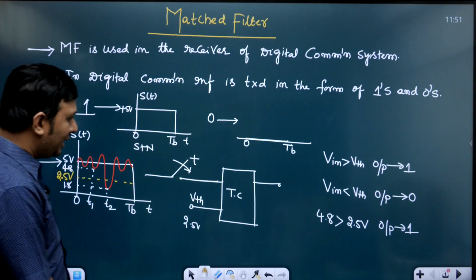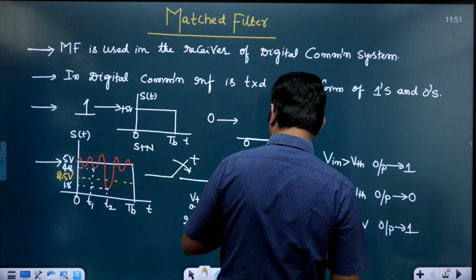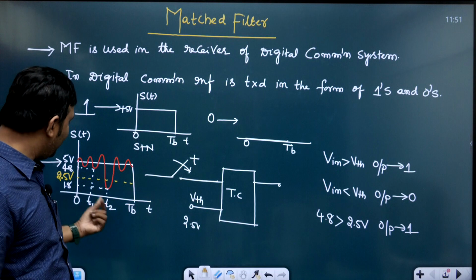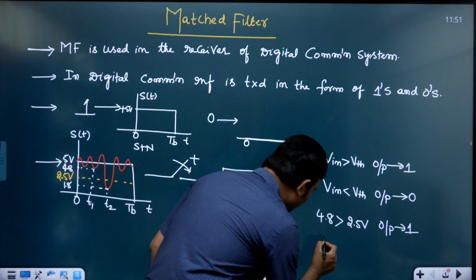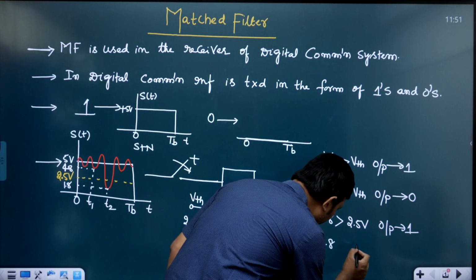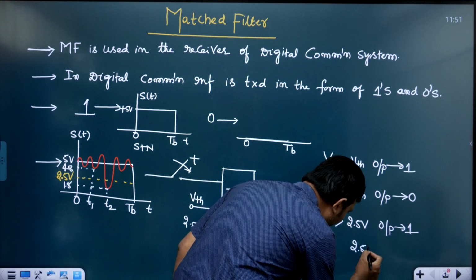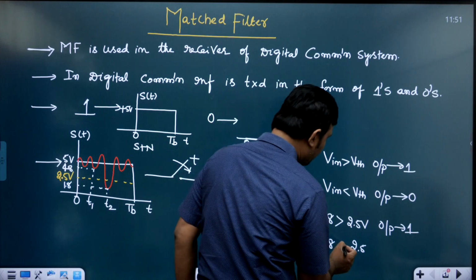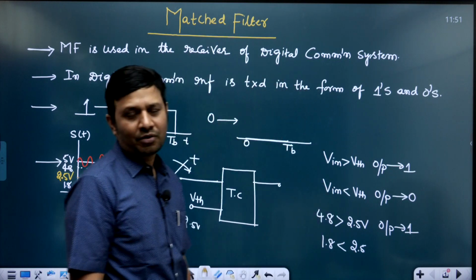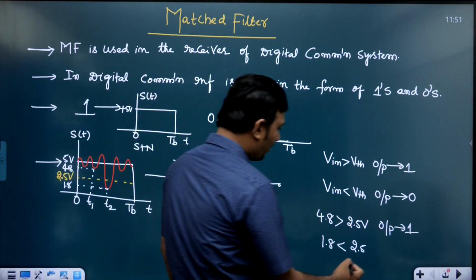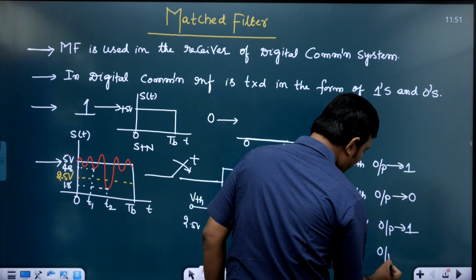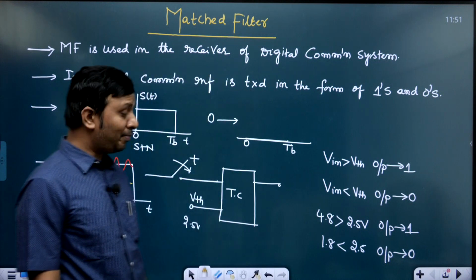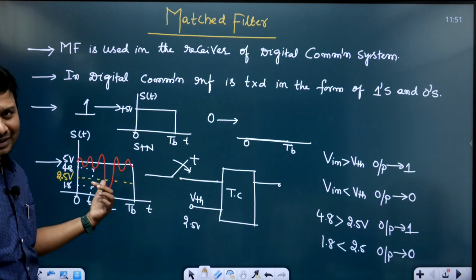The input to the threshold comparator, TC, is the sampled value of 1.8 volts. The threshold value is 2.5 volts. So 1.8 volts is less than 2.5 volts, and the decision is taken in favor of 0. But what is transmitted? 1 is transmitted.